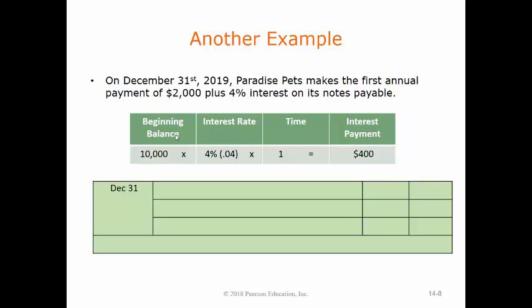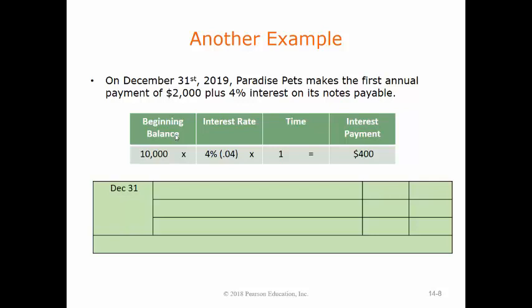So we take $10,000, we multiply it by 0.04 or 4%, and since it's an annual payment, we multiply it by 1. And that comes out to be $400. So we're going to get charged $400 in interest. That is in addition to the amount of payment that we're making towards principal, $2,000.